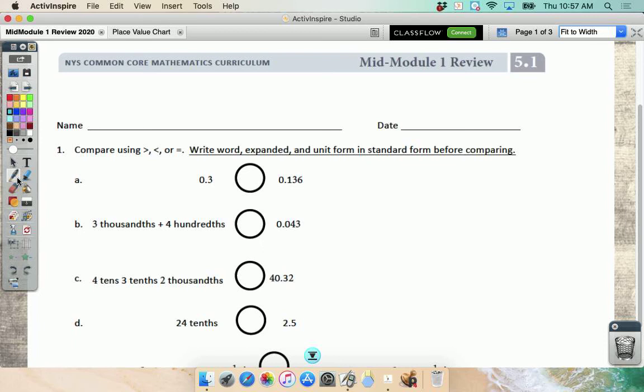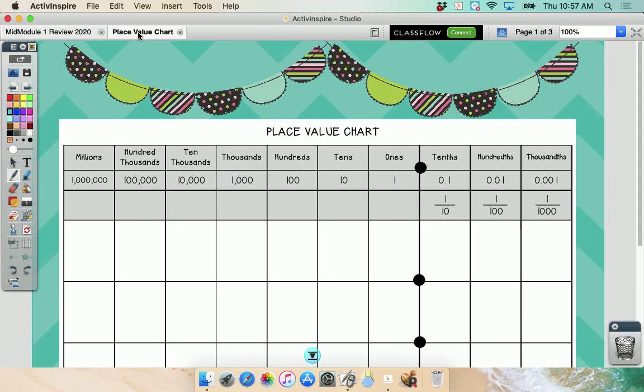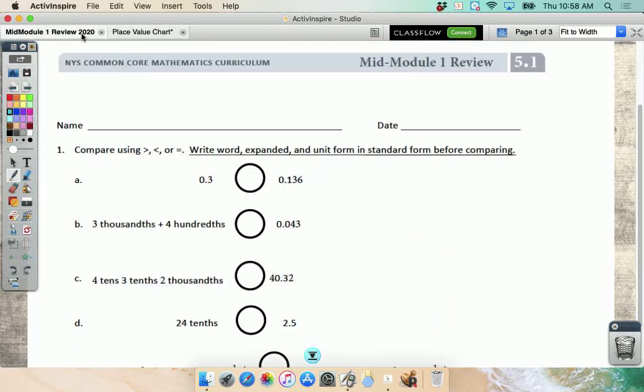get them wrong, okay? Now this says write word expanded in unit form and standard form before comparing. And we're going to do that on the place value chart, okay? So an example of the first one, 0.3 and 0.136. So I would put those on the place value chart. And then I would compare. Are they the same? Nope. Which one's larger? So then I go back to the paper and the alligator eats the largest number.